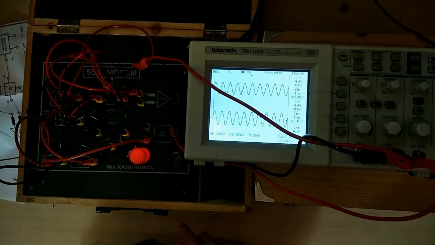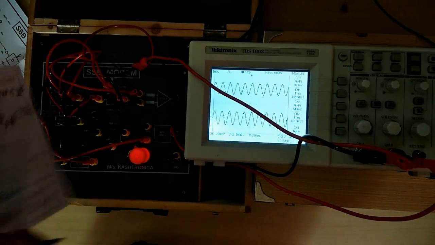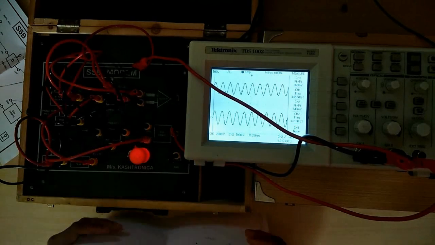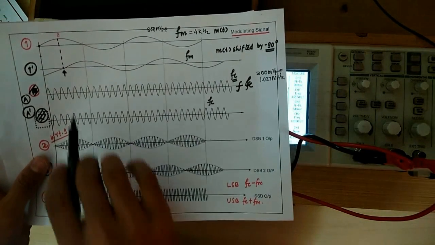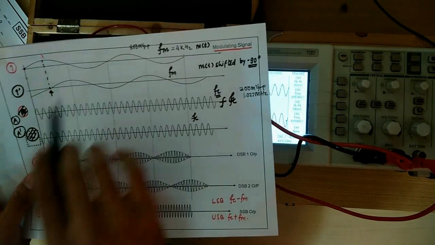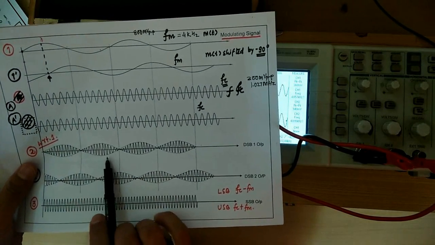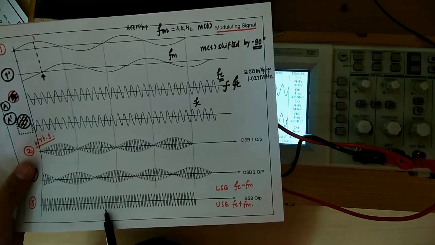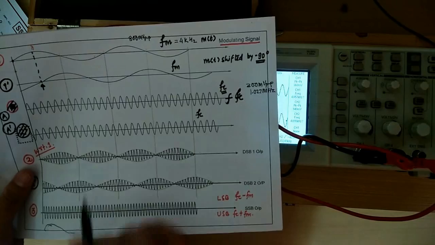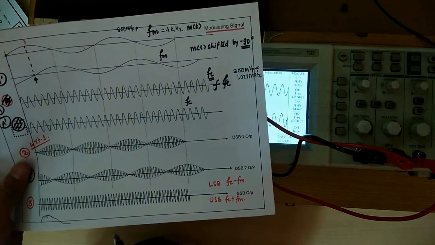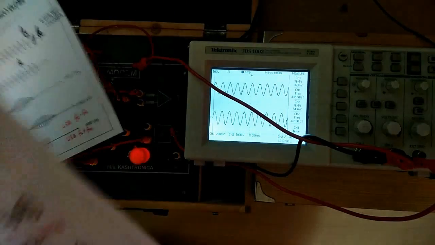The expected waveforms to be drawn in this experiment are all these waveforms, that is, each block output: message signal, shifted message signal, carrier signal, shifted carrier signal, DSBSC1 output, DSBSC2 output, SSB signal, and then your recovered signal. The recovered signal has to be drawn on this waveform that I have not drawn here.